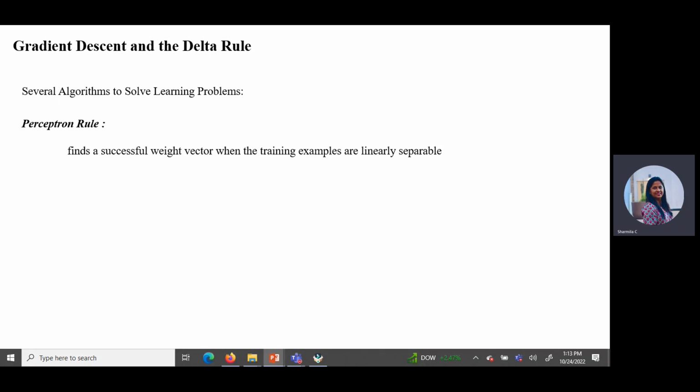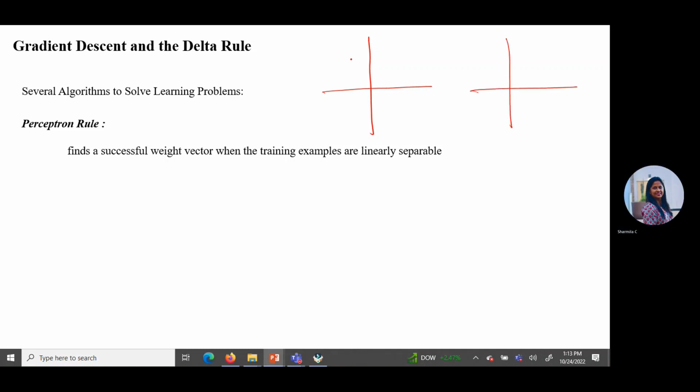The perceptron rule finds successful weight vectors when the training examples are linearly separable. That is, the perceptron rule fails to converge if the training examples are not linearly separable. Coming to the difference between the training examples that are linearly separable and non-linearly separable, we'll consider here some data points and classify some other data points. When I consider these two data training examples, they are linearly separable.